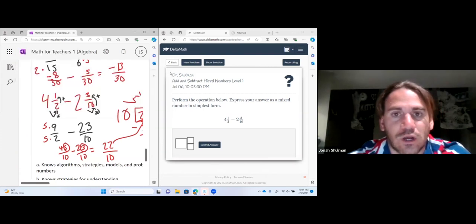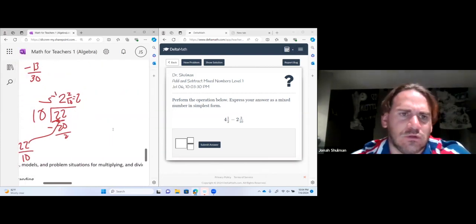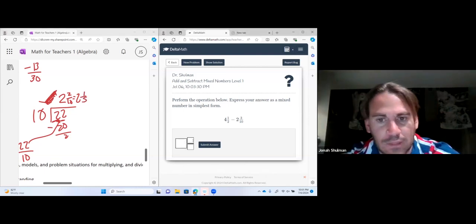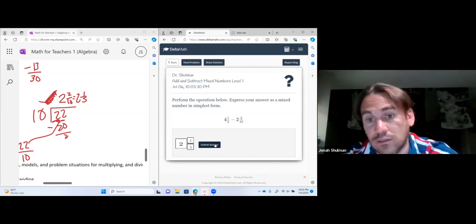Whoa, sorry, I don't know why it freaked out. 2 2/10, which equals 2 1/5, because you can divide top and bottom by 2. That's the answer. Well, I think that's the answer. Let's see. I could always be wrong.